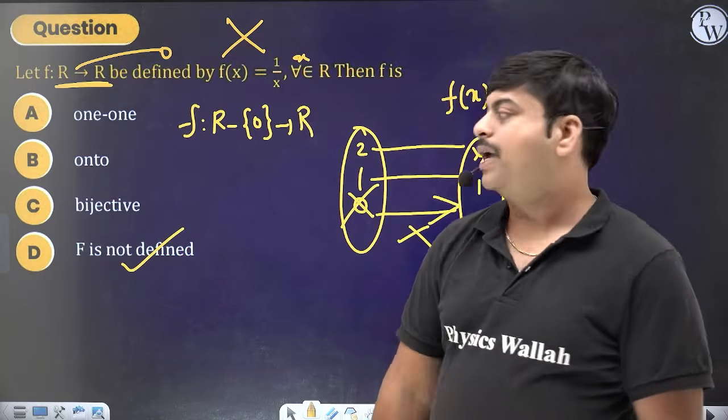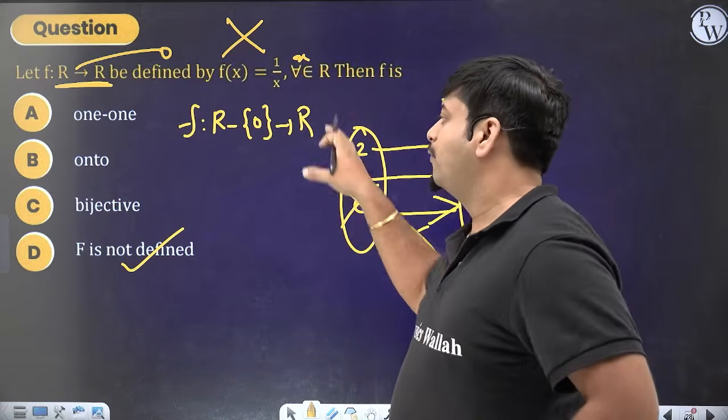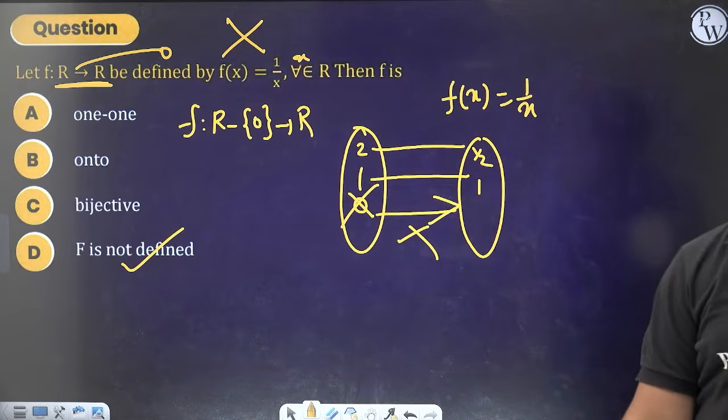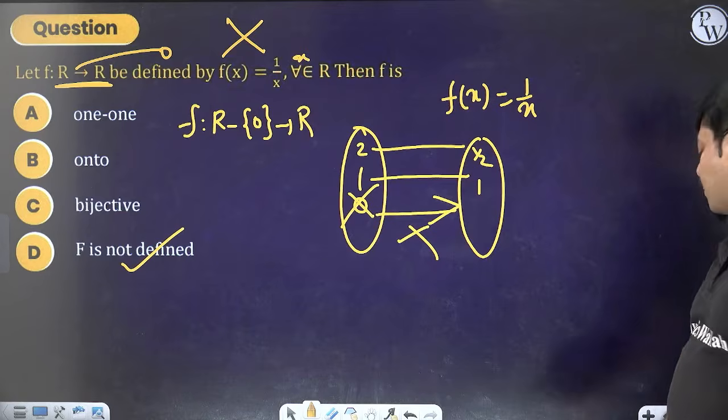Right? Okay. So here 0 is there in the domain. For 0, you can say that function is not defined. Right? So option D will be the correct answer. Right? Okay. The next.